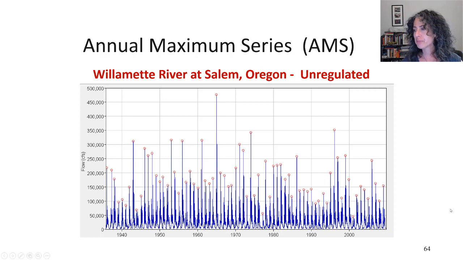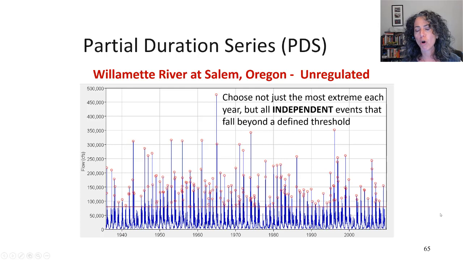And the annual maximum series looks like this, these red dots that are the largest value in each year. But maybe we're interested in a threshold of about 80,000 CFS. And so we go in and pull all values that exceed 80,000 CFS.